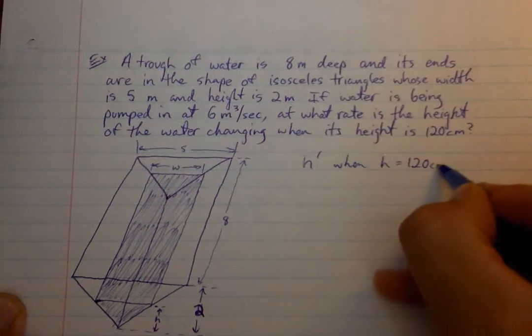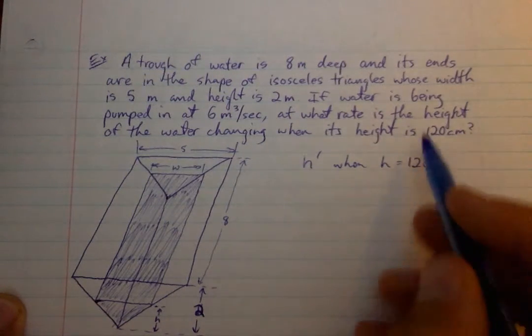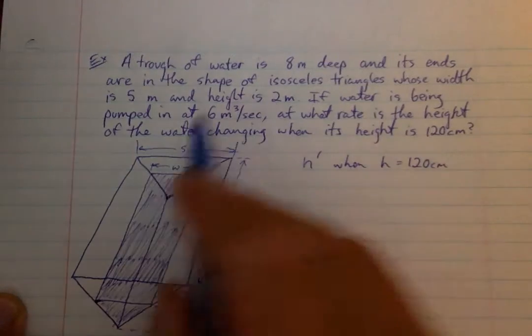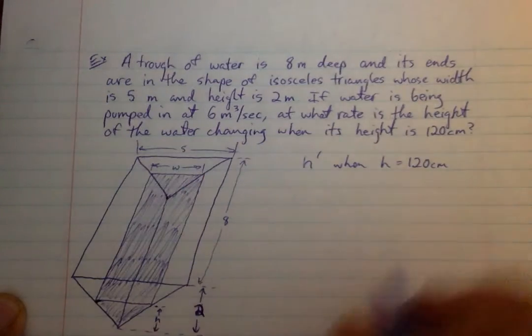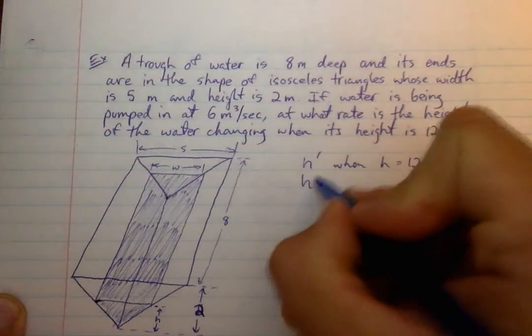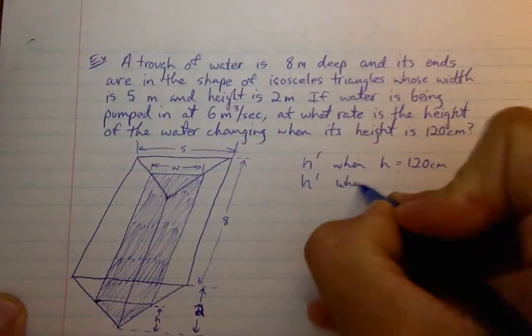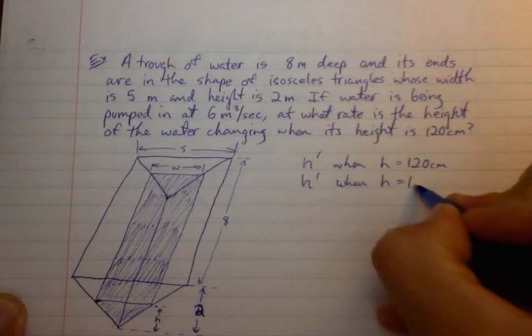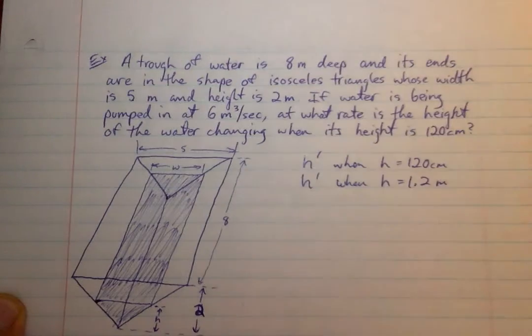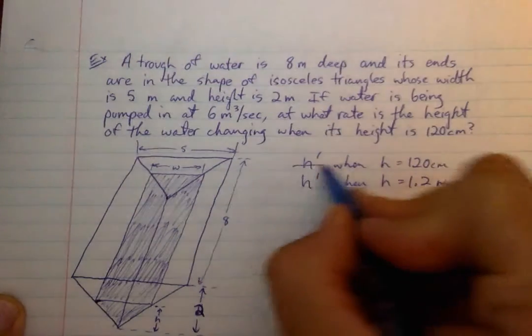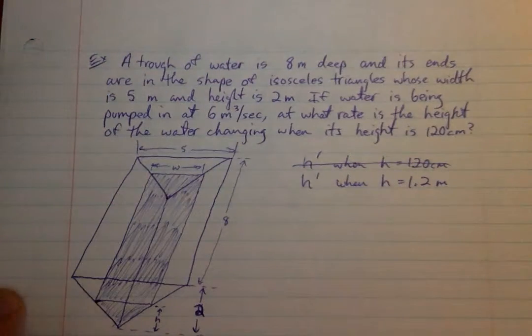Oh, wait, look at this. Do you notice that they've given us the height is 120 centimeters, but we're talking about meters cubed? Let's nip that problem in the bud. H prime when h equals 1.2 meters. That would have given us an absurdly large number. All right, so that's a good thing to be aware of.